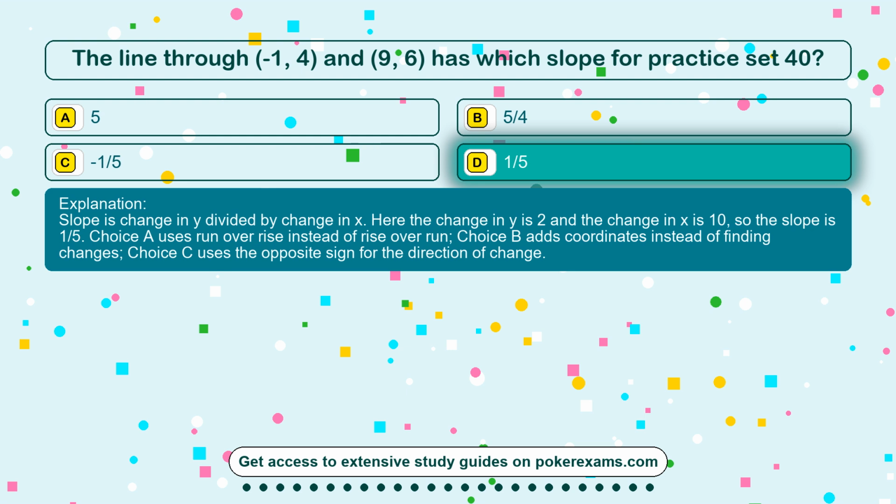Choice A uses run over rise instead of rise over run. Choice B adds coordinates instead of finding changes. Choice C uses the opposite sign for the direction of change.